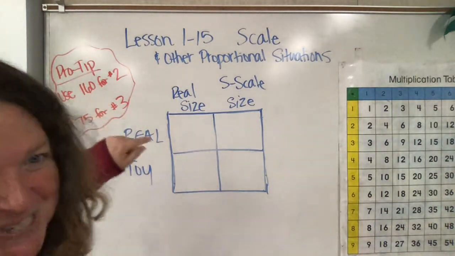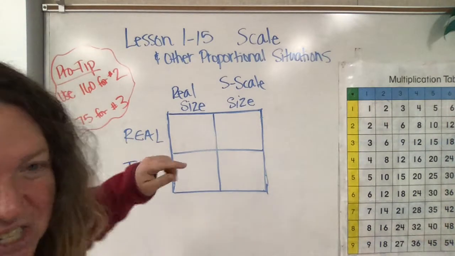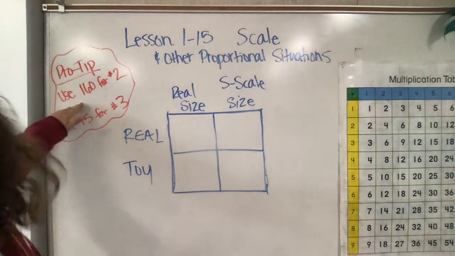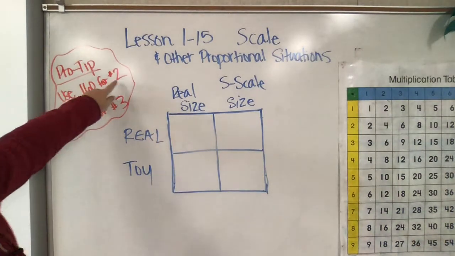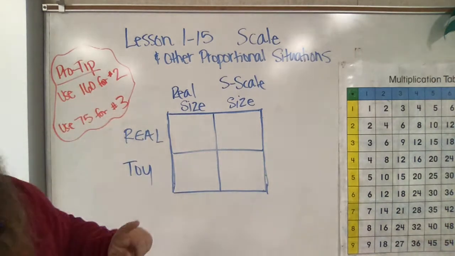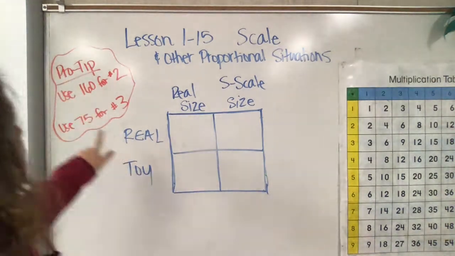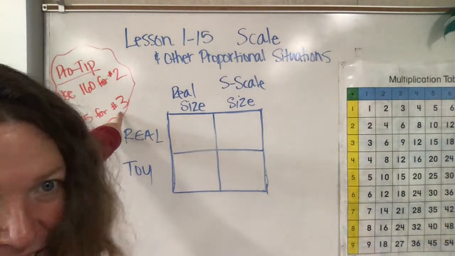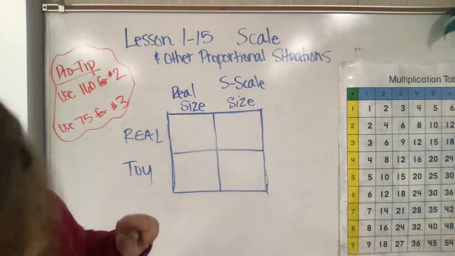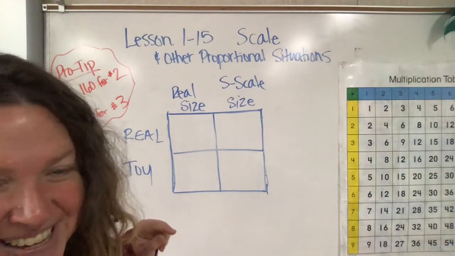Here's a pro tip. Please do this, just like they changed the number just a little bit to make it easier for us to solve, I'm doing that for you as well. So on number 2, use the number 160 rather than 159. On number 3, use the number 75 rather than the number 76.